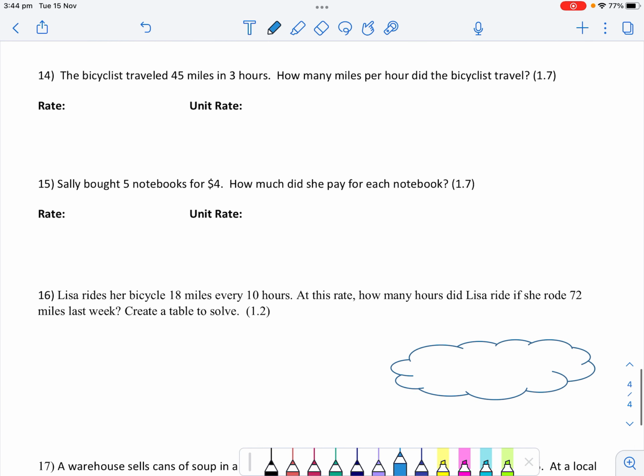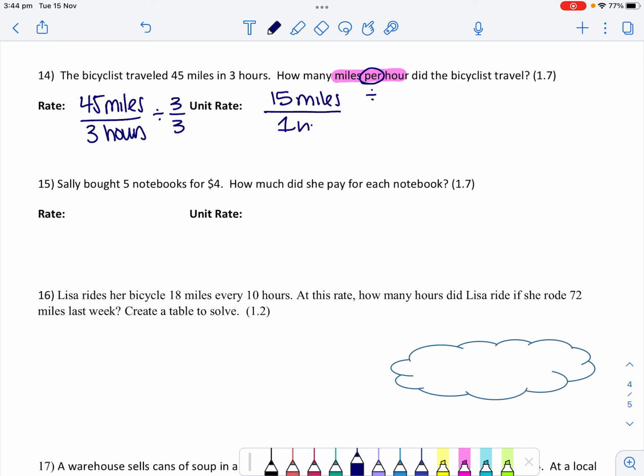Number 14 says the bicyclist traveled 45 miles in 3 hours. How many miles per hour did the bicyclist travel? So here's my division sign. So I'm going to have miles over hours. So 45 miles in 3 hours. I'm going to divide by 3, so 15 miles in 1 hour.